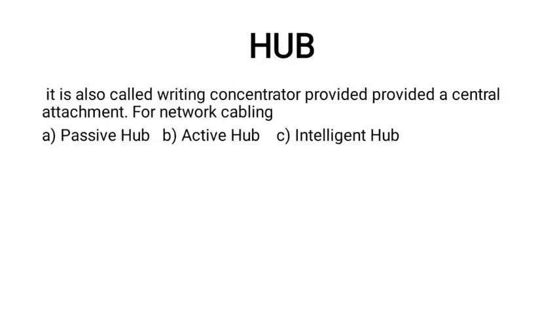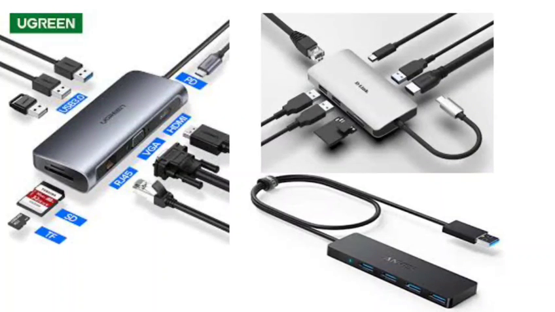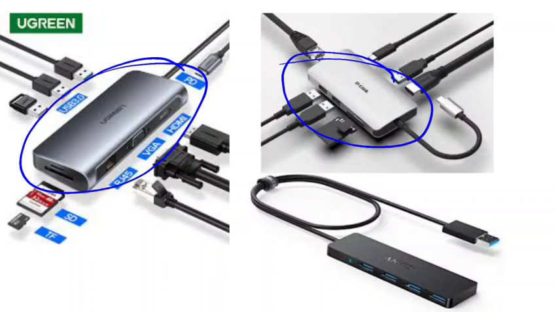Now next we divide that particular hub into three types. First we can say a passive hub, second an active hub, third an intelligent hub. First of all I am talking about the passive hub. This is a type of hub which we normally use in our home if we want to connect multiple devices with our single system. So we always use this type of hub.